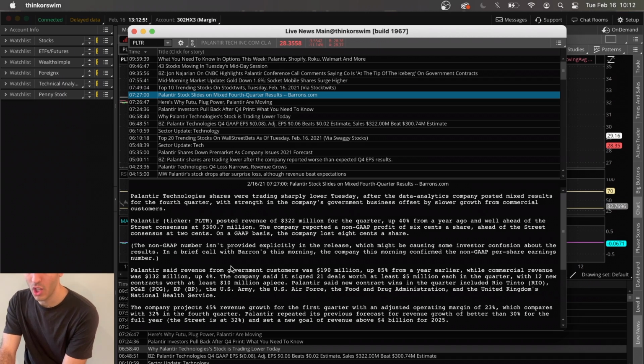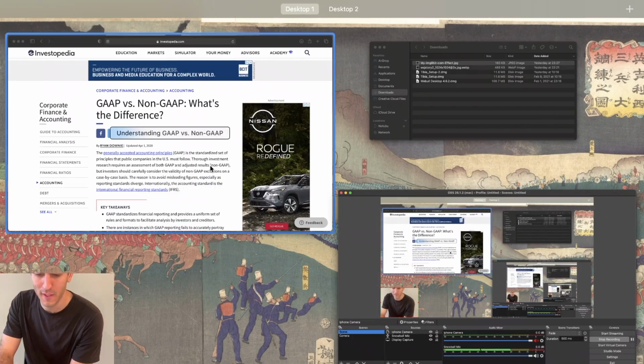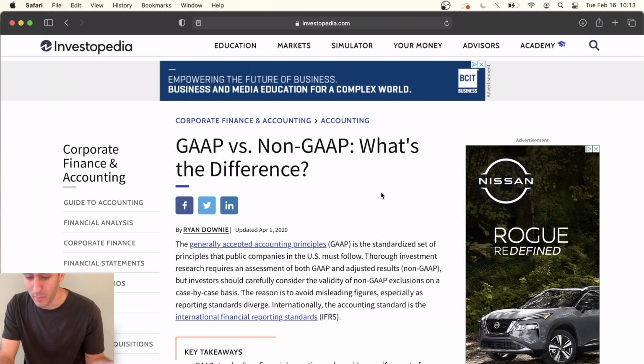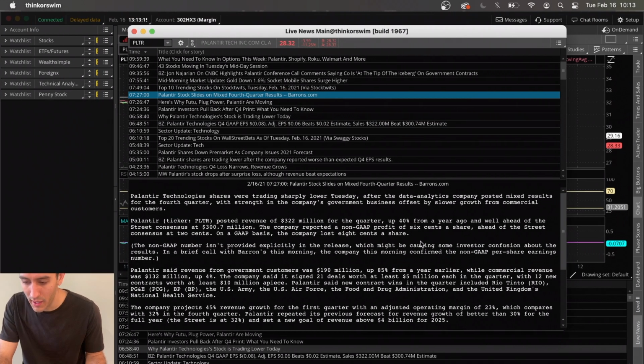The company reported a non-GAAP profit, and if we were to know what GAAP profit is, let's go to Investopedia, which I use quite a bit. GAAP is the generally accepted accounting principles. It is the standardized set of principles that public companies in the US must follow. The non-GAAP profit was 6 cents per share, while the street consensus was just about 2 cents. However, on the actual GAAP basis, the company lost about 8 cents per share. So that was actually negative for the company.